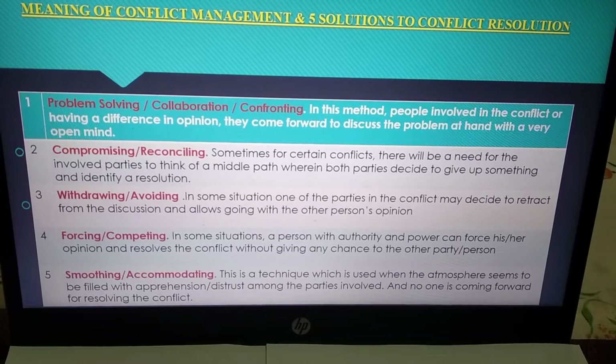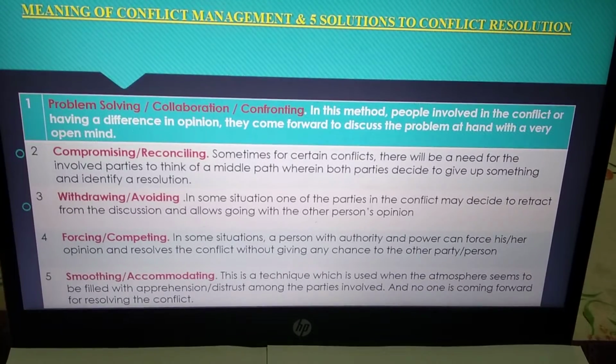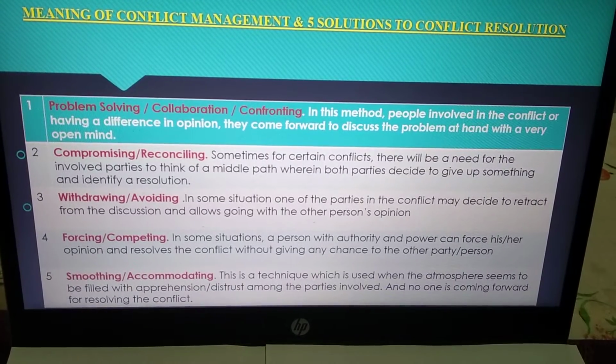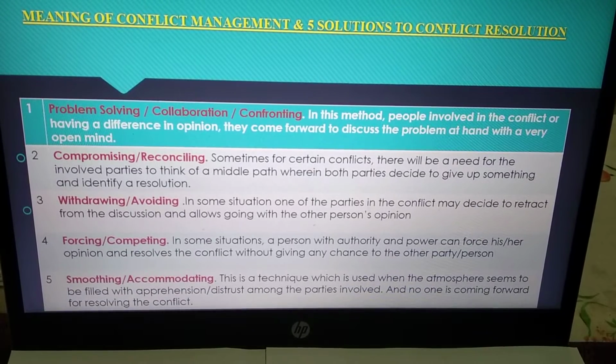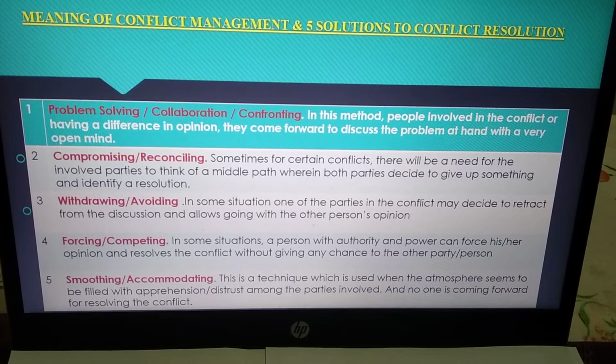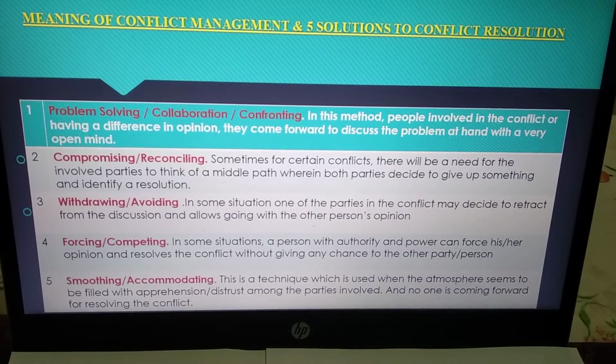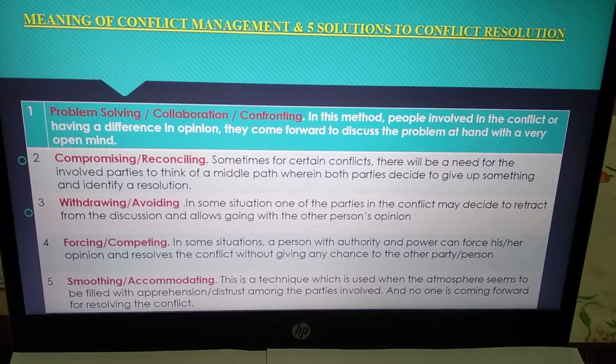Number fourth is forcing and competing. In this method of conflict resolution, in some situations, a person with authority and power can force his or her opinion and resolve the conflict without giving any chance to the other party or person.